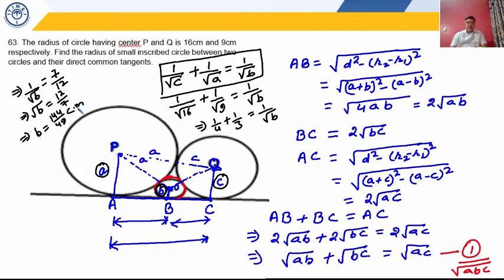So whenever there are two circles and an inscribed circle between the circles and their direct common tangent, the radius of the inscribed circle always satisfies the formula 1 by under root a plus 1 by under root c is equal to 1 by under root b. I hope this is fine.